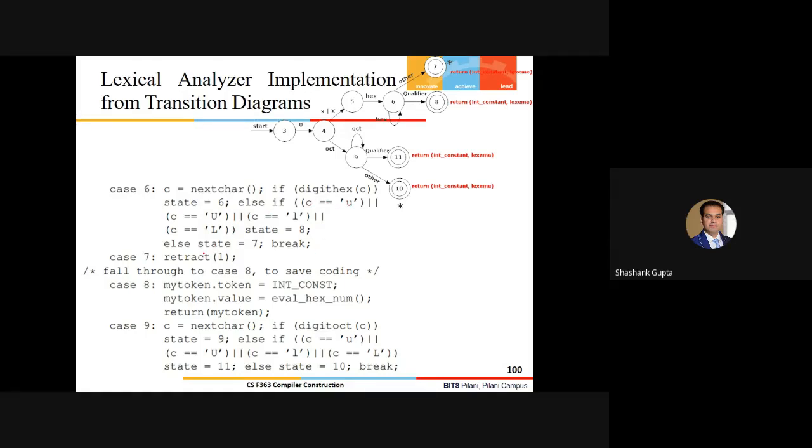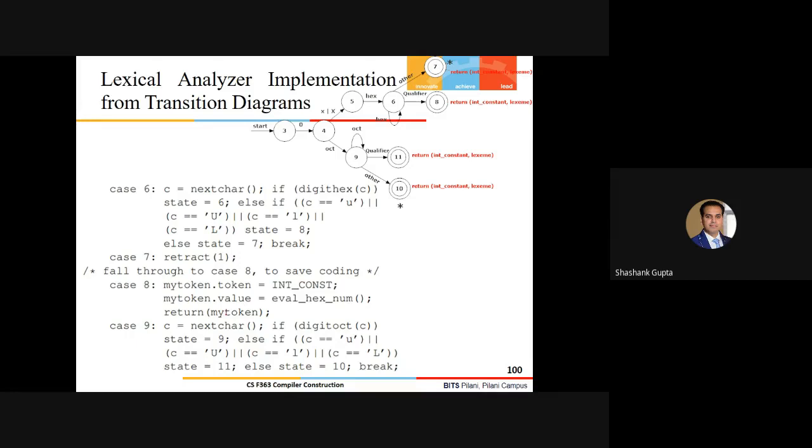And since I'm now at state 7, I have to retract by one pointer. What does it mean? Whatever extra character I have consumed by coming to state 7, I have to throw back to my input buffer. Fine, guys?